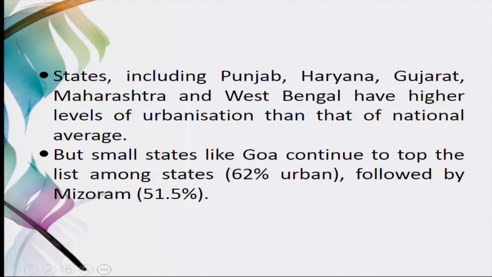States like Punjab, Haryana, Gujarat, Maharashtra and West Bengal have higher levels of urbanization than the national average of the country. But small states like Goa continue to top the list among states, with nearly 62% urban population in Goa, followed by 51% in Mizoram.